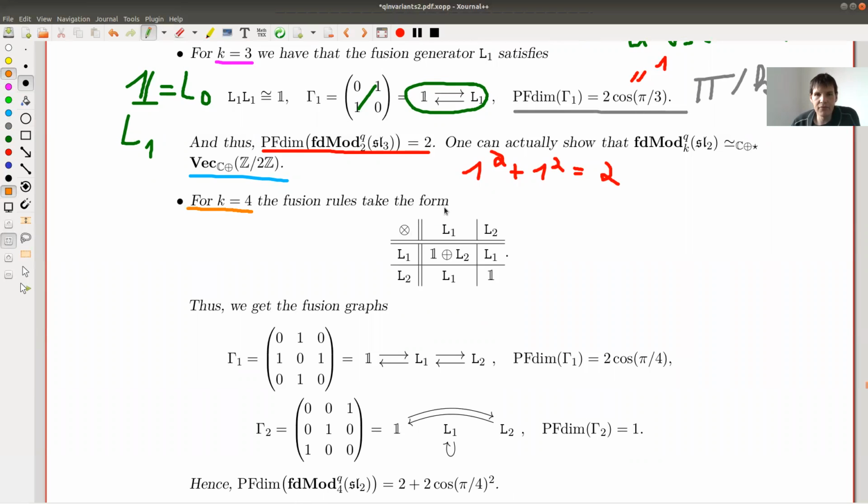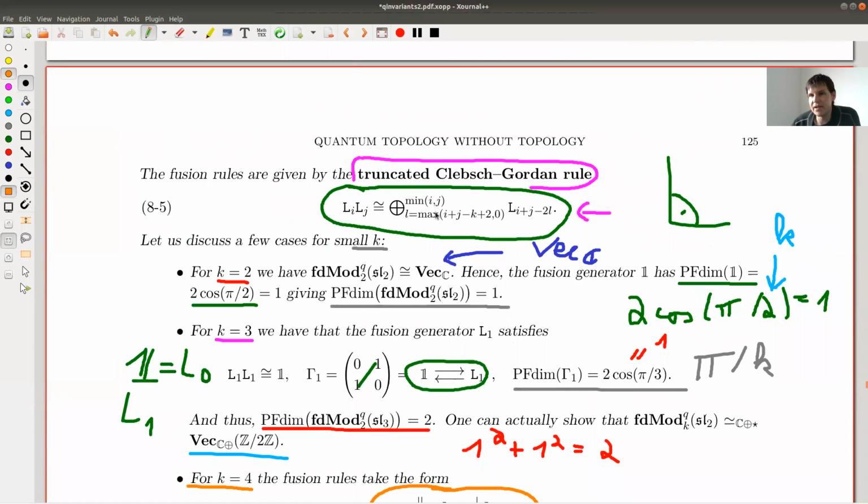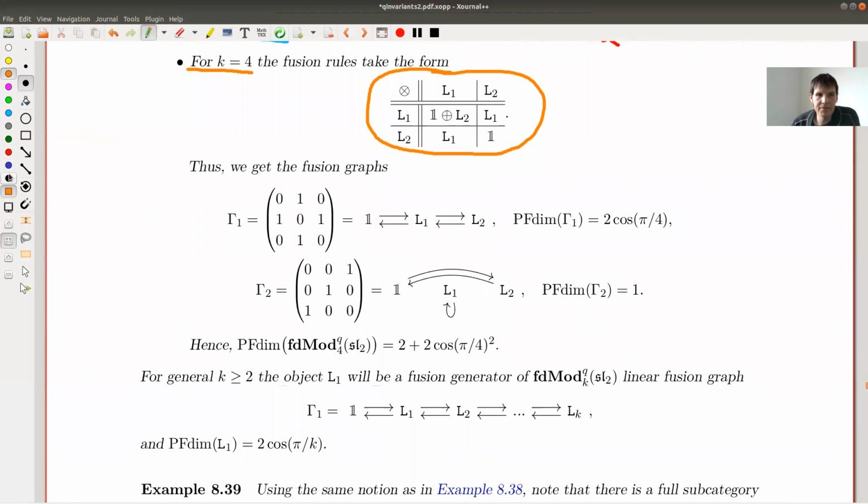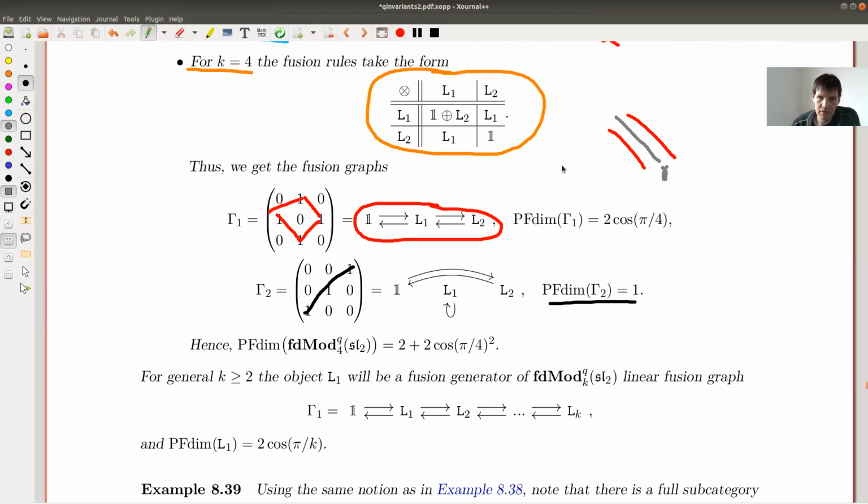So for k equals 4, the fusion rules I've written down here. Doesn't matter so much, I just evaluated this formula. The two corresponding fusion graphs: one is one of those anti-diagonal graphs, which of course has Perron-Frobenius dimension 1. And this funny thing here looks like this, so it's a line. It has a lower diagonal, and there's an upper diagonal, and it has zeros in the middle of the corresponding size.